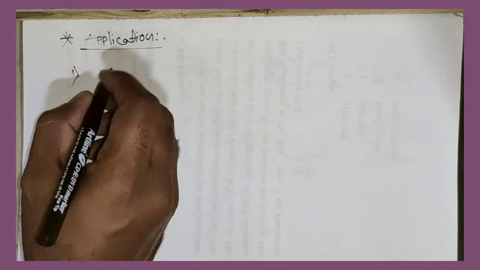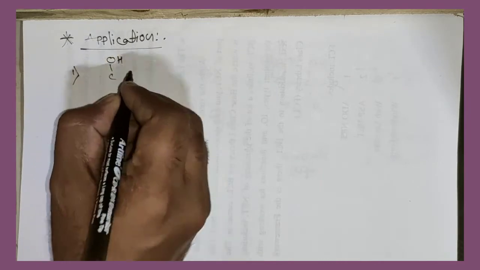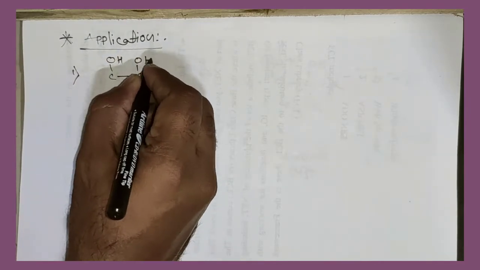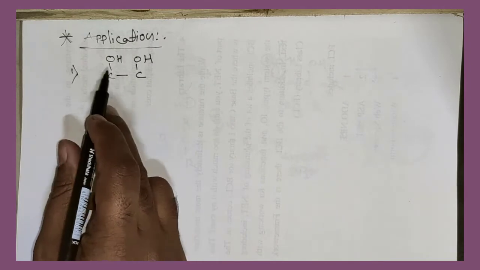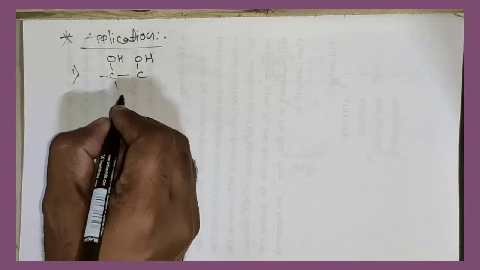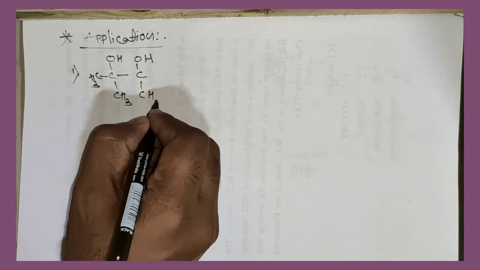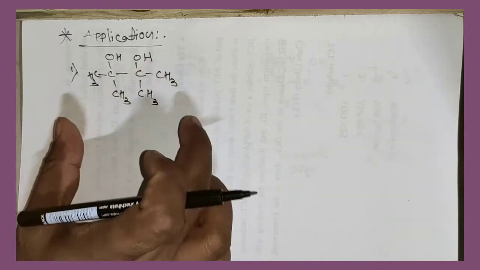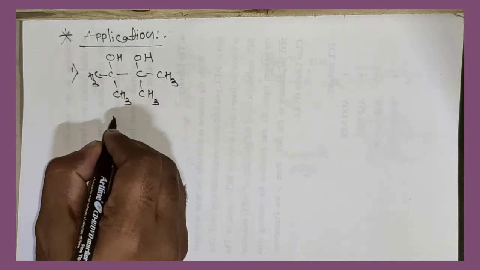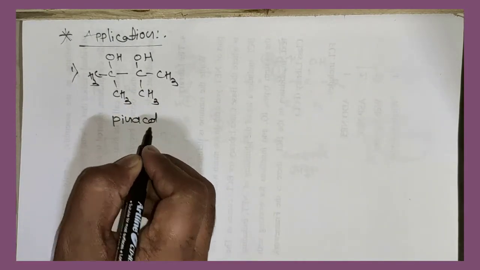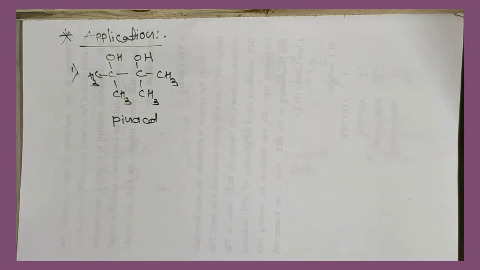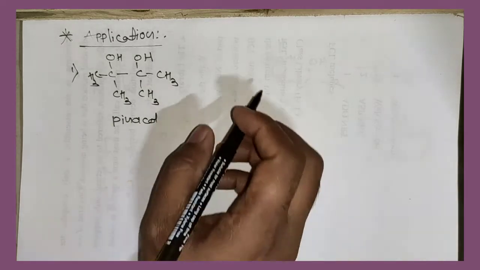Now let me move towards the application part of this reaction. Let me take one simple application. For example, first of all, we put a diol over here at vicinal position, nearer carbon, which is known as vicinal position. Suppose the remaining valence is satisfied by the methyl group. Right? Now this molecule is itself known as Pinacol. Pinacol is not the name of a scientist, it's the name of a molecule.